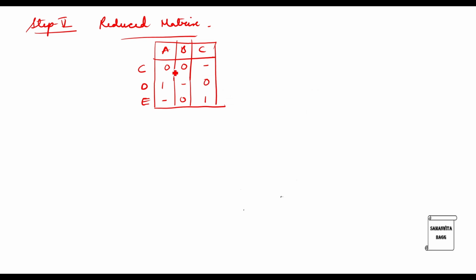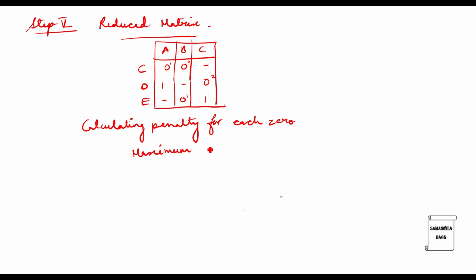So what we can do is calculate penalty. Here it will be 1 plus 0, 1. This will be 0 plus 0, 0. This will be 1 and 1. This will be 2 and this will have 0 plus 1, 1 as the penalty. So here I'll write down calculating penalty for each 0. Maximum penalty is 2. So if this is the penalty, let's calculate and strike out the row and column.